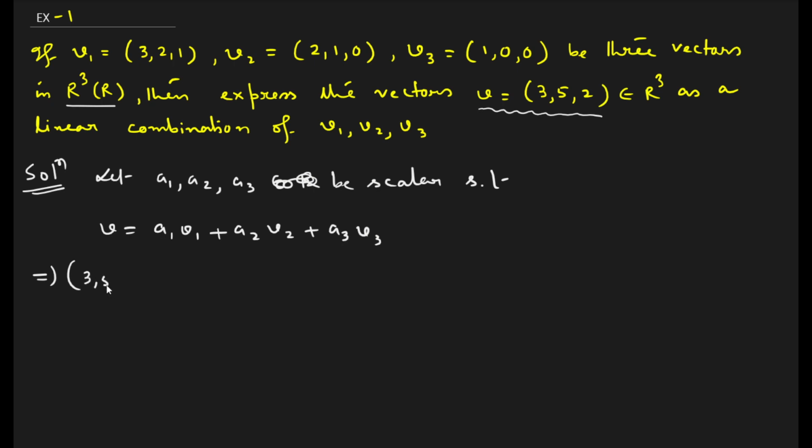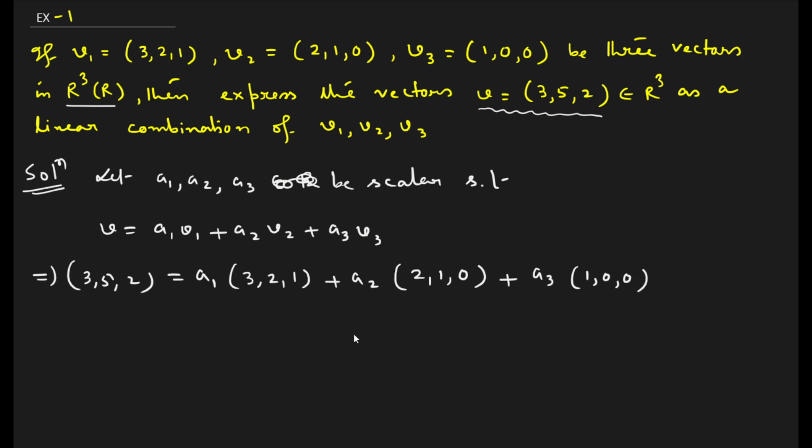V is our (3, 5, 2). a1 we don't know, and v1 is (3, 2, 1), then a2 into v2 is (2, 1, 0), and then a3 v3 is (1, 0, 1, 0). Now let us combine the right side. So you all know that we all know from the examples of subspaces that first what to write, a1 into 3, then a2 into 2, and then a3 into 1.